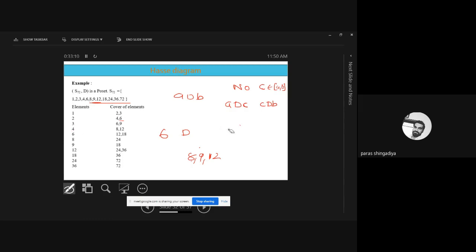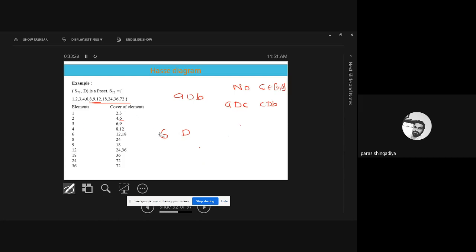Okay. And then after that, 24 is not possible. Why? Because there is a 12 given, which you can map with both the values. Okay. 6 divides 12 and 12 divides 24. And same for 36 and 72 also. Okay. So two elements are the cover elements of 6.